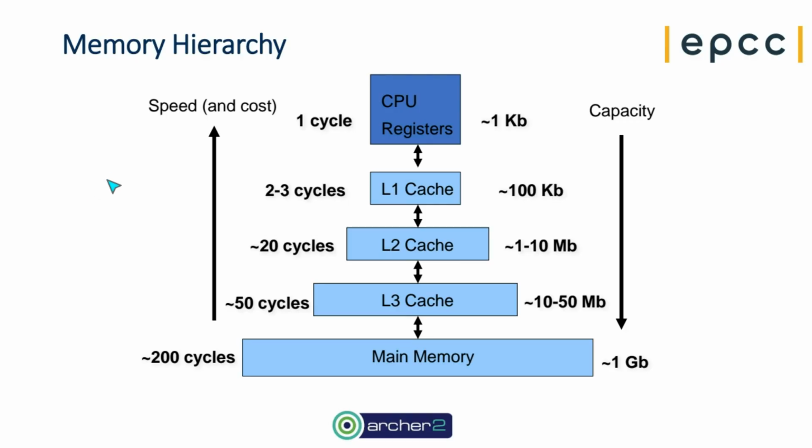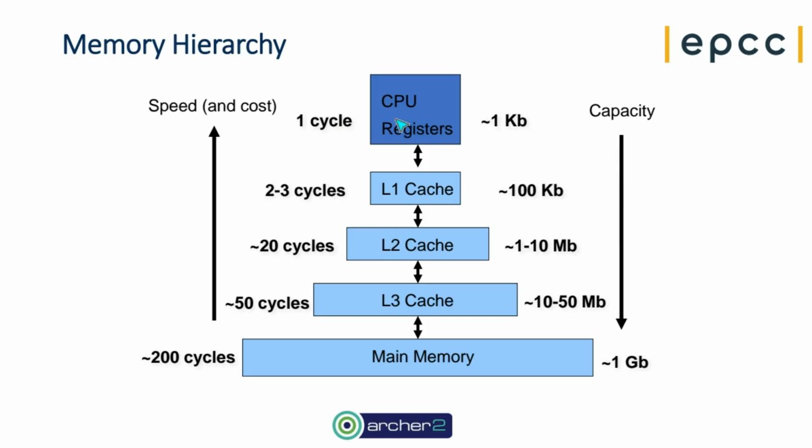So typical modern systems have a memory hierarchy that looks something like this. We've got the CPU core at the top with its registers. This side is the speed, so how long it takes to get data, and on the right hand side is how much is stored there, the capacity. As we go down the hierarchy, the cost increases, but the capacity also increases.